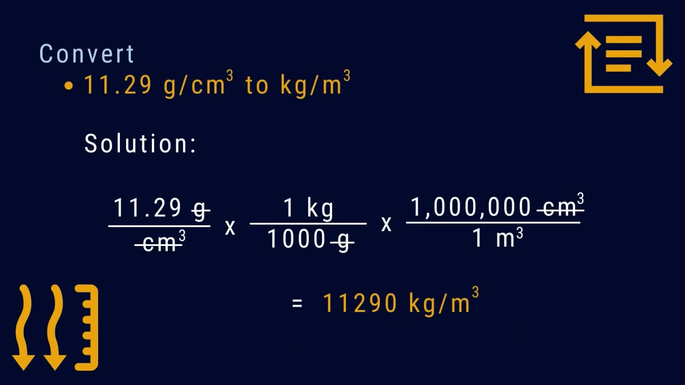We have to convert 11.29 grams per cubic centimeter to kilograms per cubic meter. To do this, we have to cancel the unit of grams and cubic centimeter and get the unit of kilogram and cubic meter. So we'll just multiply 11.29 grams per cubic centimeter by 1 kilogram over 1,000 grams and 1 million cubic centimeters over 1 cubic meter. This will give us the answer of 11,290 kilograms per cubic meter.